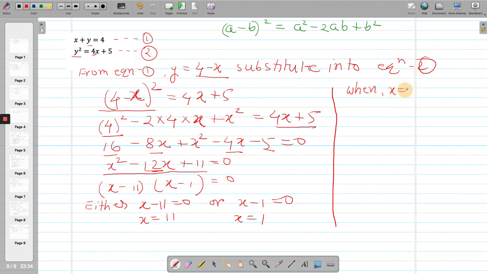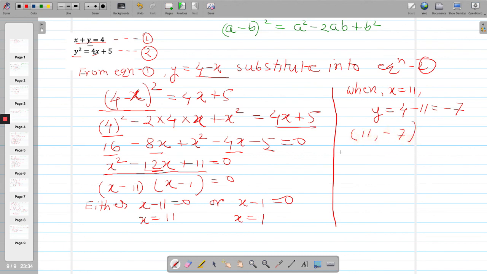So we're going to write here, when x equal to 11, we get y equal to which equation? You don't have to write actually which equation from what. You know that you are doing it from here, the linear one, x plus y equal to 4, so y equal to 4 minus x. So look, 4 minus 11, which is minus 7. So we got one solution, which is 11 and minus 7.